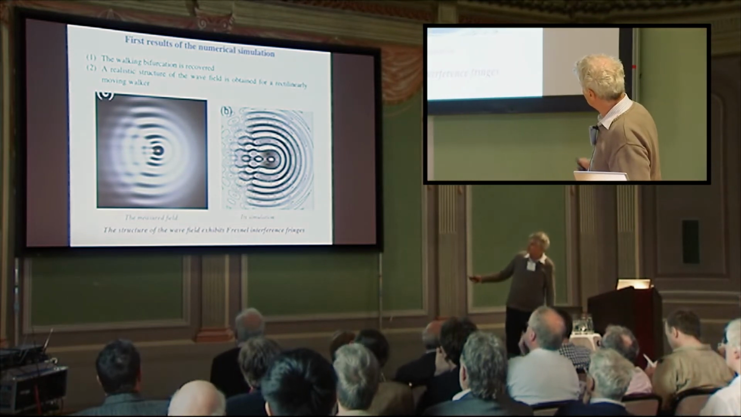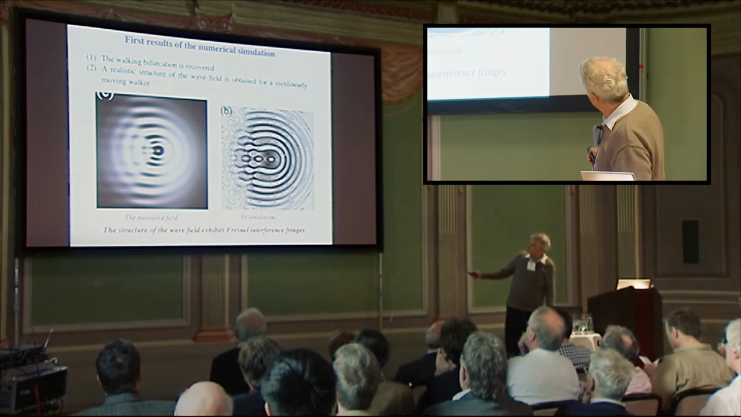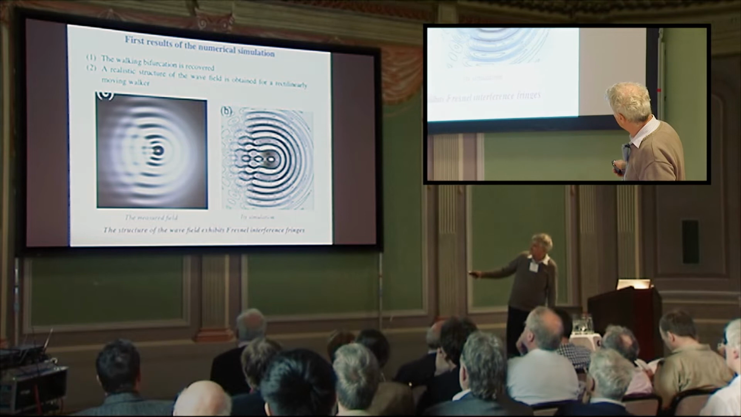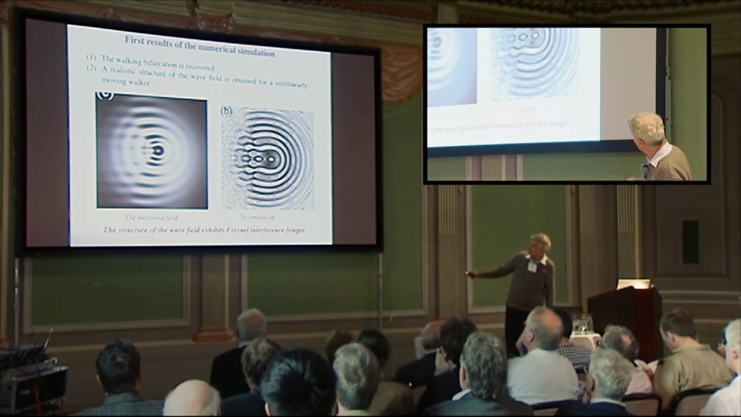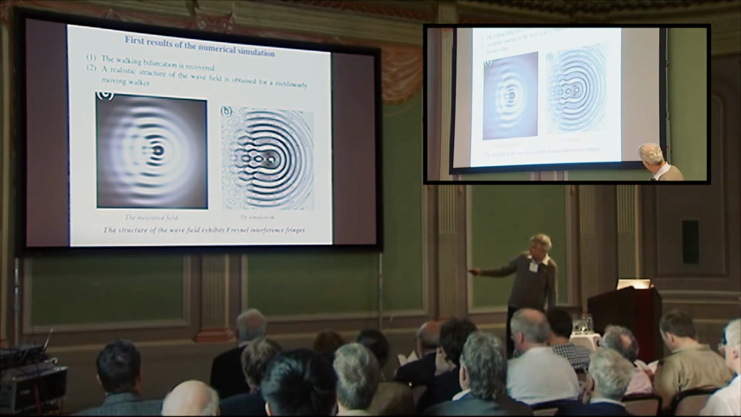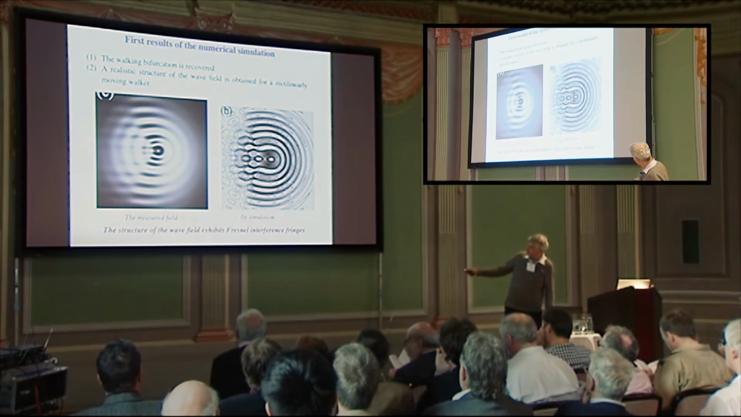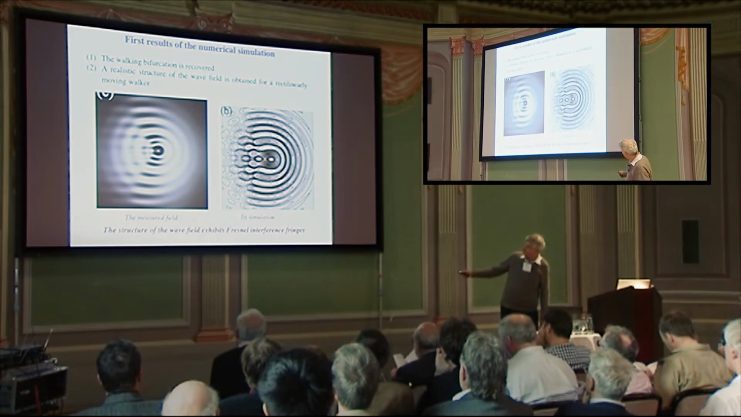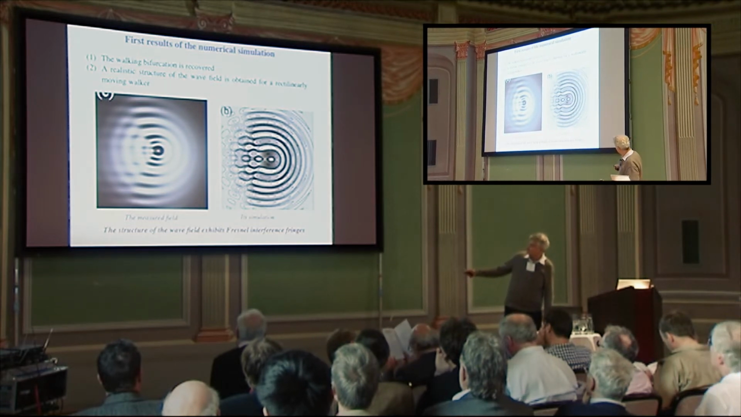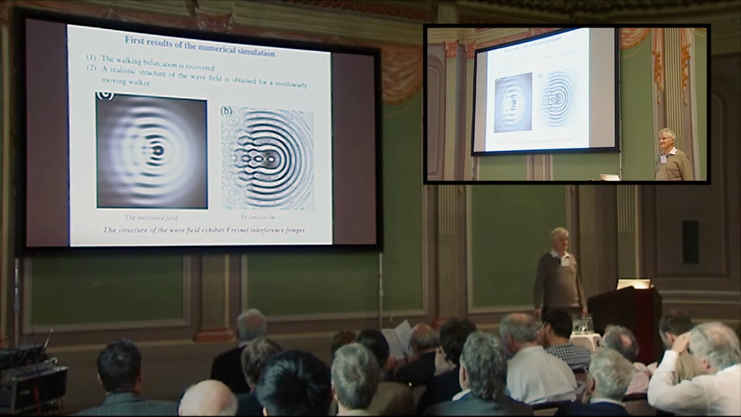Furthermore, it reproduces very nicely the structure of the wave field that you observe. Incidentally, this is a Fresnel interference structure due to the fact that the sources of waves are the points that have been visited by the drop in the past, and they are lined up on this half line here. So this is exactly a Fresnel interference pattern.